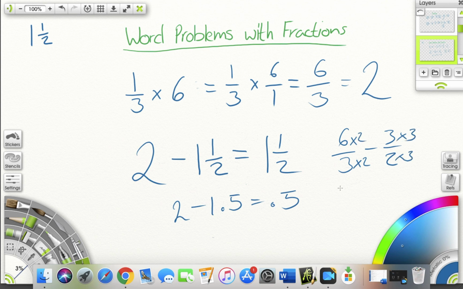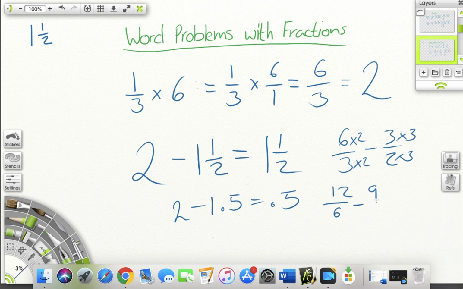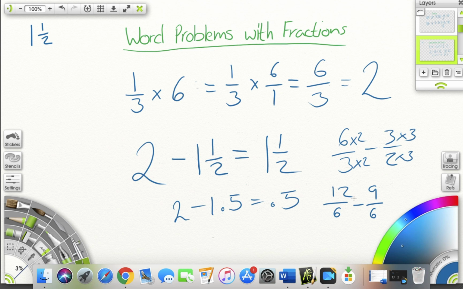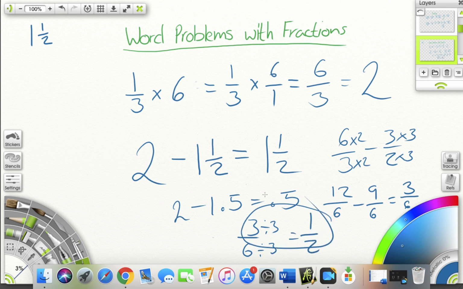So now I'm left with 12 over 6 minus 9 over 6. 12 minus 9 equals 3 over 6. 3 over 6. If I simplify it, I can divide both of these by 3, which gives me 1/2. Huh, that seems right.